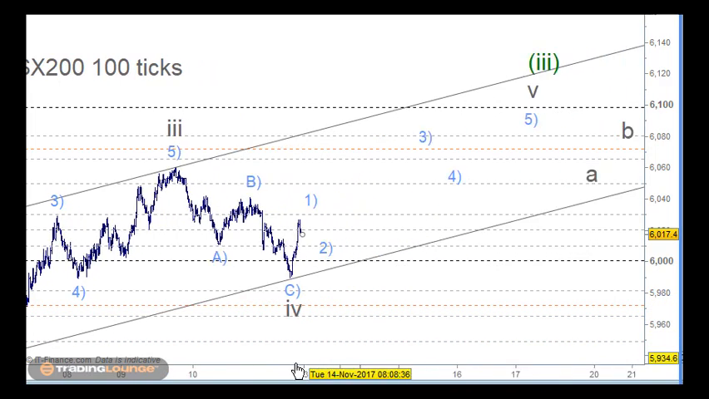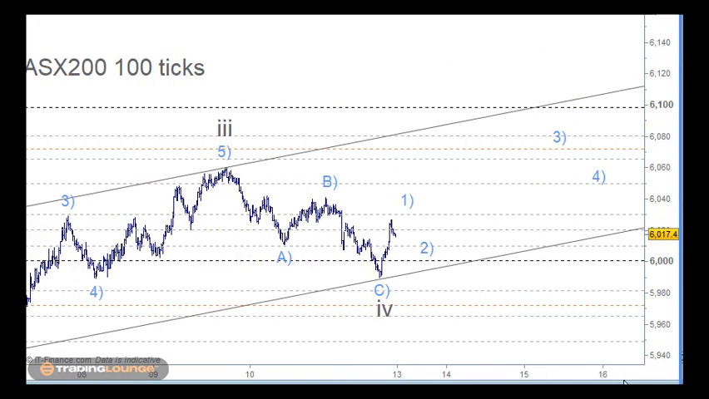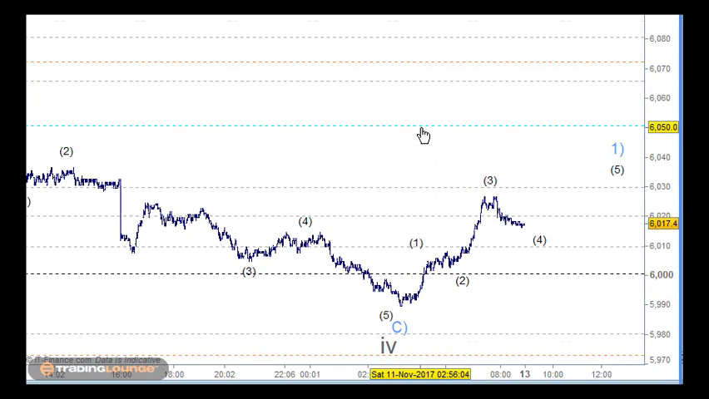So in that case, we're looking for wave 4 here. We're looking for 1, 2, 3, 4, 5 for wave 5 of 3, then the ABC pattern for wave 4 here. But let's just drill into the 10 tick chart here. This is 100, so just into 10, just to move into this space here.